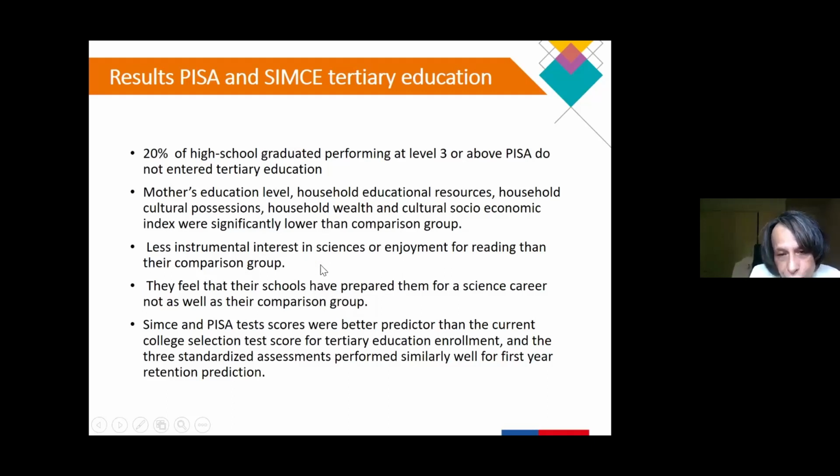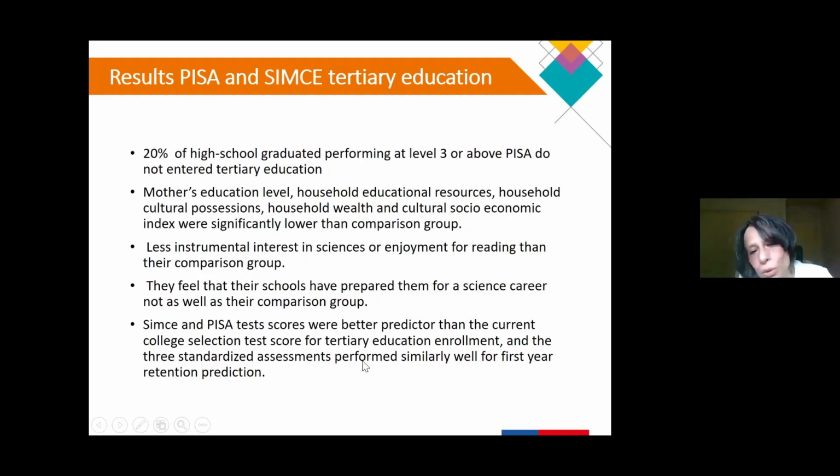So the study could give us, like I said, some ideas to try not to lose those 20% of high school graduates that could have a good success in secondary and tertiary education. And we find out that SIMSE and PISA tests were better predictors than the current college selection test score for tertiary education enrollment. And the 3 standardized assessments performed similarly well for first year's prediction retention.